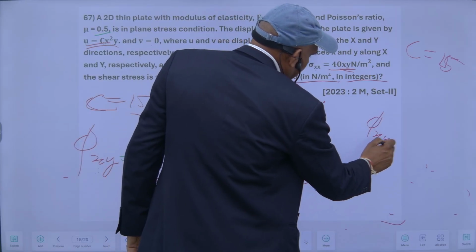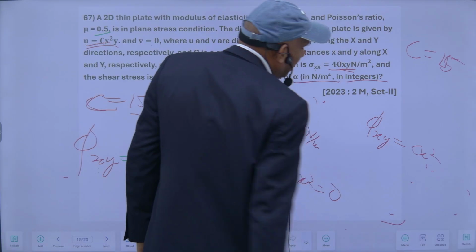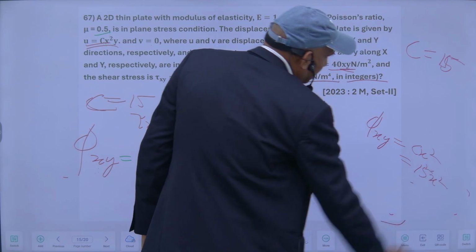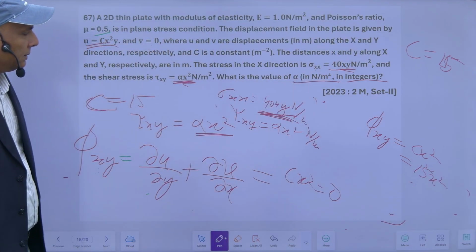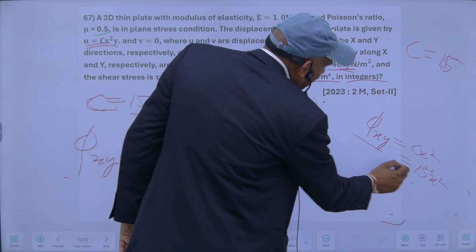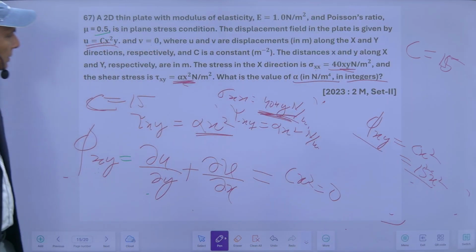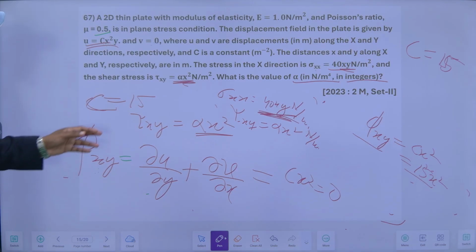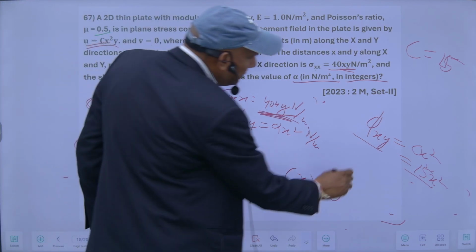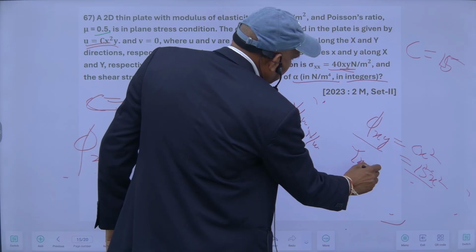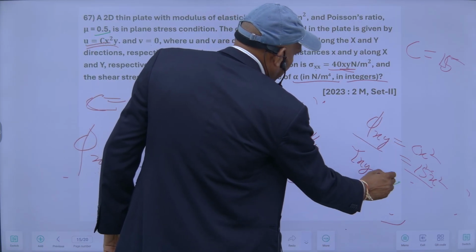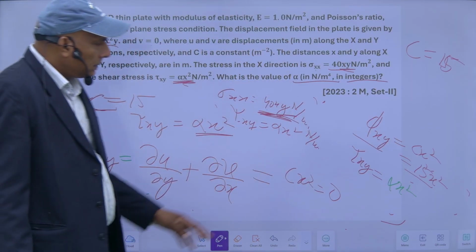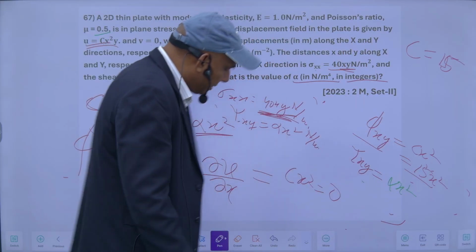Phi xy is equal to cx square, and what is the value of c? It is 15x square. So 15x square is my shear strain. Shear strain is equal to 15x square. And what is the value of shear stress? Tau xy is equal to alpha x square.